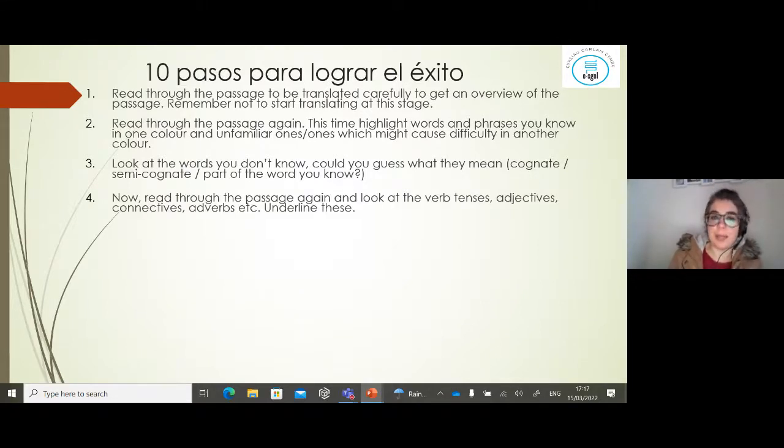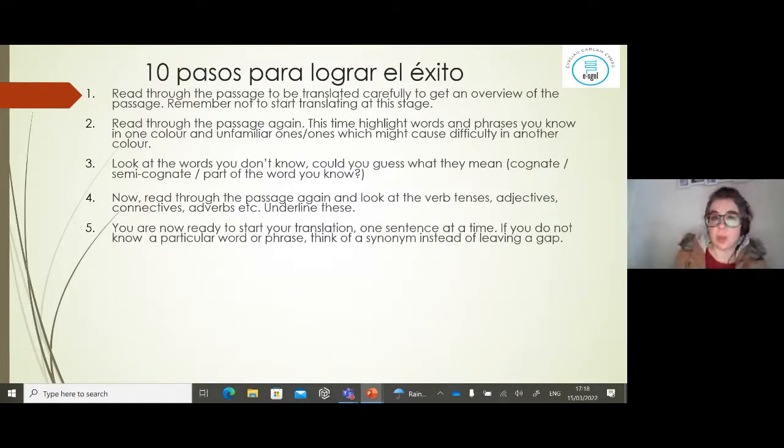We'll then read through the passage again and look at the verbs, the tenses, the adjectives, the connectives, all the grammar structures, and try to look at them in context again and make sure that we do an accurate translation. At this point, we want to start our translation, and we do one sentence at a time. They are also marked one sentence at a time, so it's important that you follow translating sentence by sentence, word by word. Don't leave gaps. It's important that you don't leave gaps.